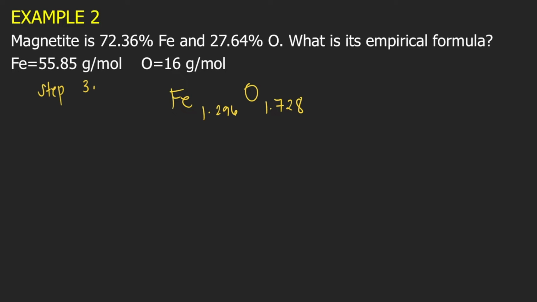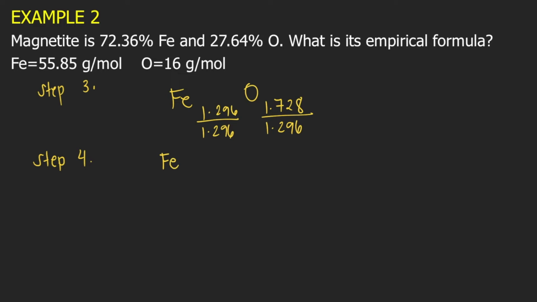Again, the next step would be to put the moles you got from step number 2 as the subscript of the element. So in step number 2, we got 1.296 moles of Fe, so that becomes the subscript of Fe. We also got 1.728 moles of oxygen, so that becomes the subscript of oxygen. In step number 4, we choose the smaller subscript. So in this case, the smaller one is 1.296 and we divide everything by that smaller number.